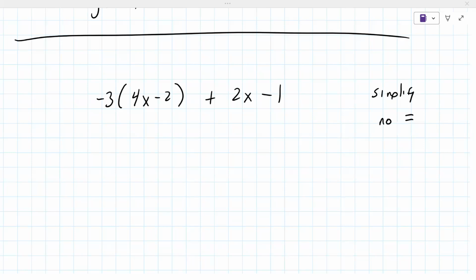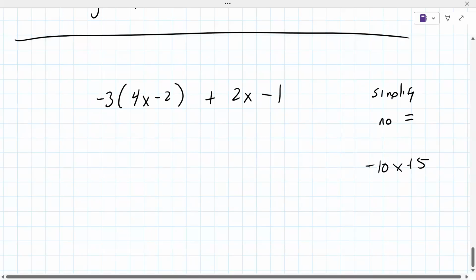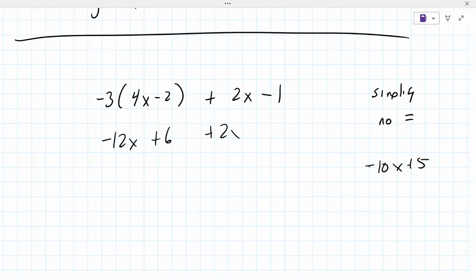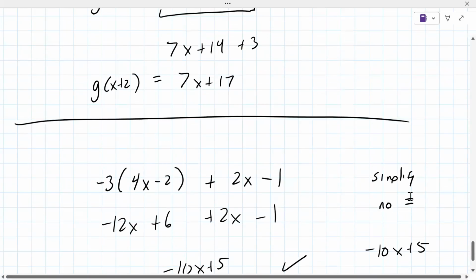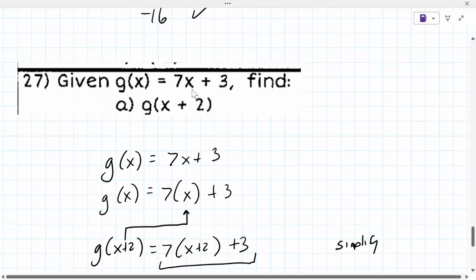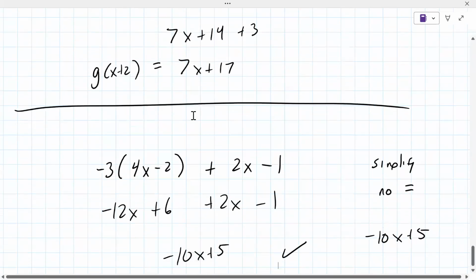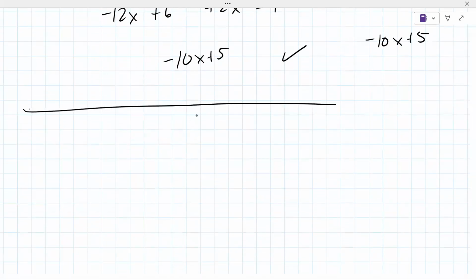Negative 10x plus 5. Okay, let's take a look here. So -12x plus 6 plus 2x minus 1. I agree with your answer. Very good. The reason we're doing all that is because I'm going to give you some other functions like this, and you've got to be able to simplify after you substitute. So let's try another one here.